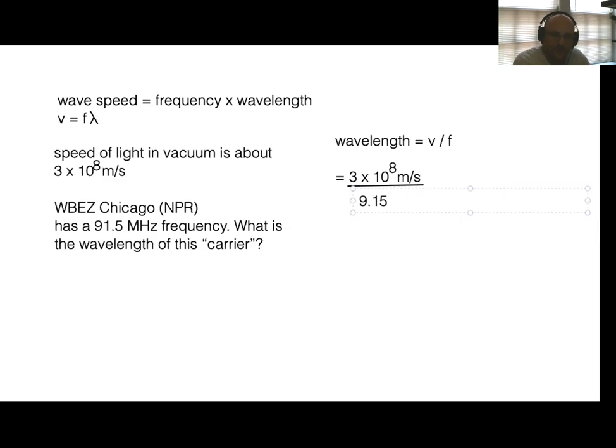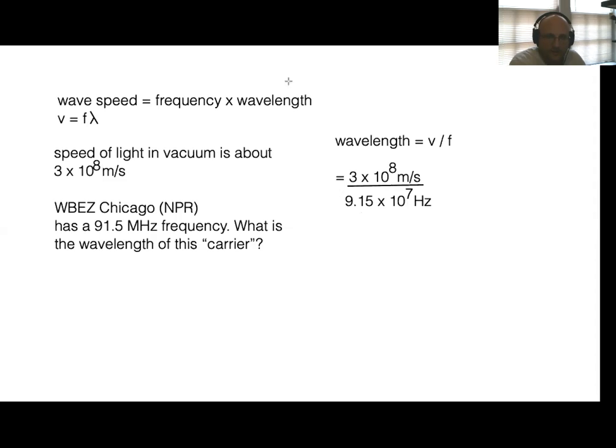Now, that is the same as 9.15 times 10 to the 7th hertz. Mega, remember, means million, and million means times 10 to the 6th. So if I'm multiplying 91 by a million, that's the same as multiplying 9.1 by 10 million. So the wavelength is going to be the quotient of these two things.